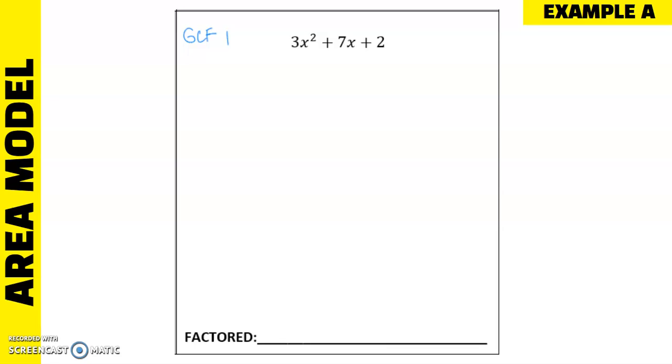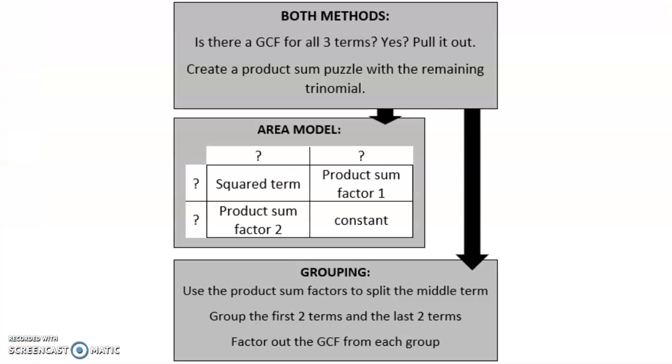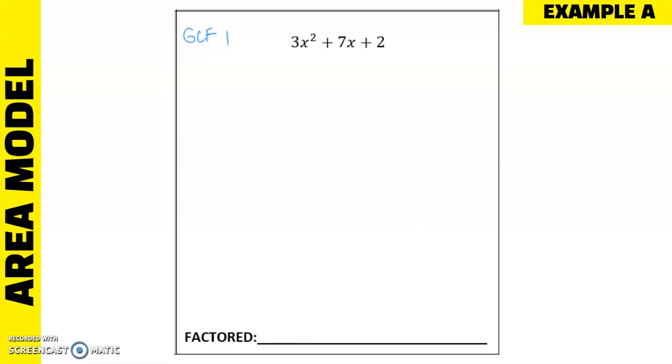Okay, so I go to the next part here where I'm going to create a product sum puzzle. Okay, so product sum puzzle, I'm going to take the first times the last, so 3 times 2 will give me my product, so that's 6. The middle term is my sum, so positive 7. Okay, so I need two numbers that multiply to 6 but also add to 7.